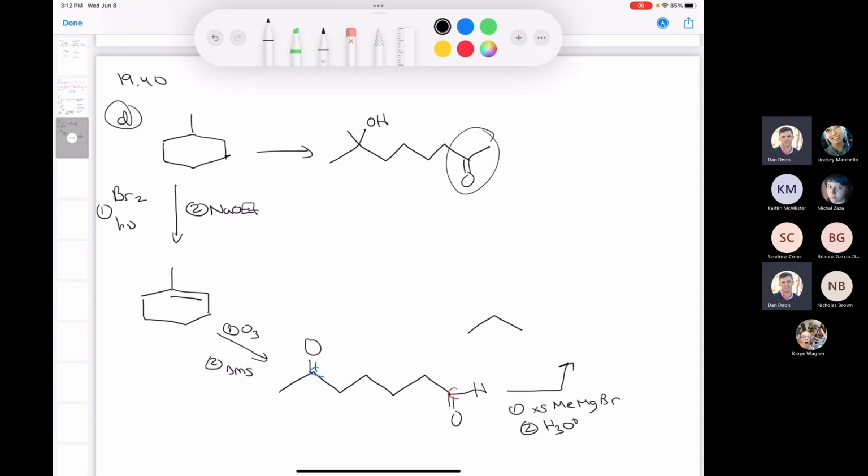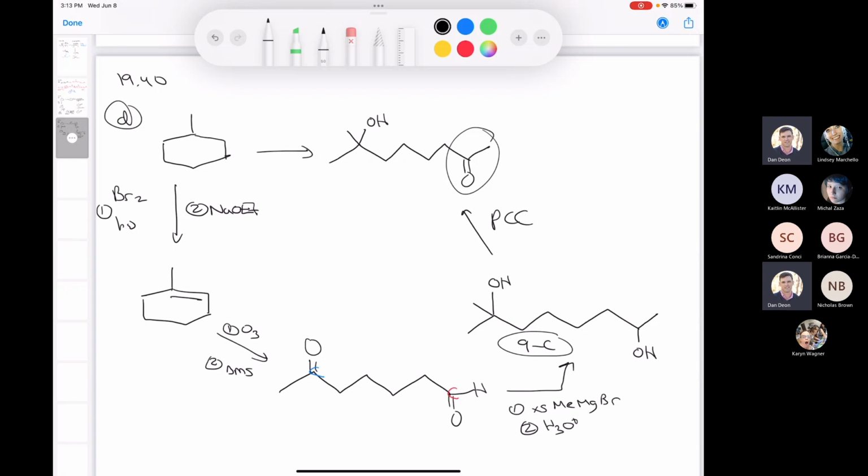So we have 1, 2, 3, 4, 5, 6, 7. But now here, we're going to have this tertiary alcohol, and here we're going to have this secondary alcohol. Now we've got 9 carbons in the molecule. And so if you try to oxidize both of those, since this is tertiary, it's not going to oxidize, but this is secondary, so it will. So we'll just treat it with PCC, and that gives us the final product.